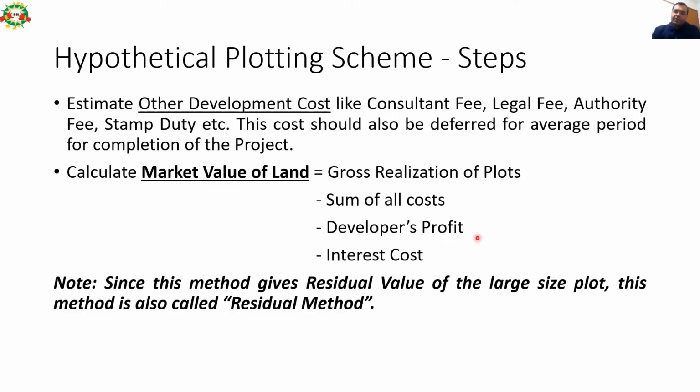Then the developer's profit, which is a certain percentage of the gross receipt from the project of the plots, and we are also required to deduct the interest cost from the gross receipt to arrive at the market value. So that gives the market value. Since this method gives the residual value of a large size plot, this method is also called the residual method. So let us try to understand all these steps with the help of an example.